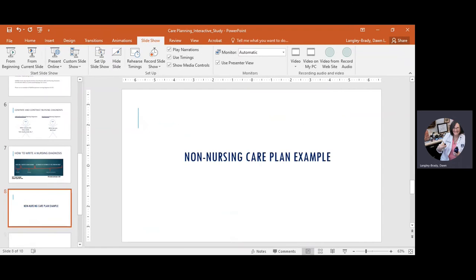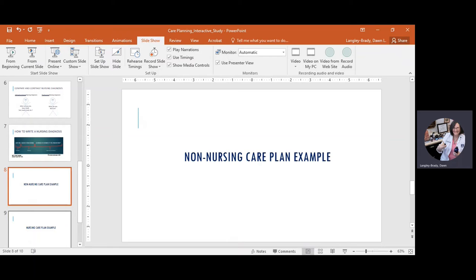So I've got something really humorous and I can share it with you guys later. This is a non-nursing care plan example. I love it, love it, love it. Let me grab this one up here. So this is one I use with a lot of students to help them understand the process of filling out a care plan and how it works without adding anything nursing into it, okay?